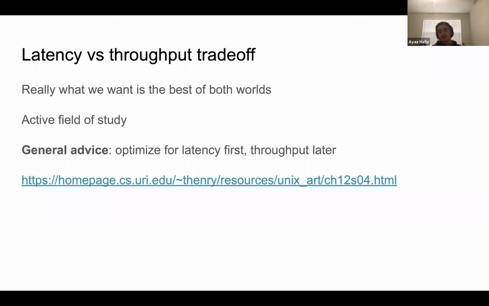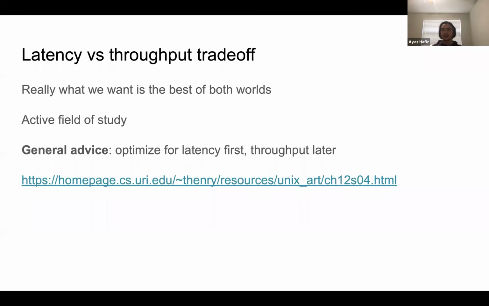The general advice that I've always heard is to optimize for latency first and throughput later. The reason is it's a much harder problem to build a fast design to begin with than to just push more data through later, right? It's very easy to expand your pipes, but maybe it's not so easy to redesign how all of them flow, right?